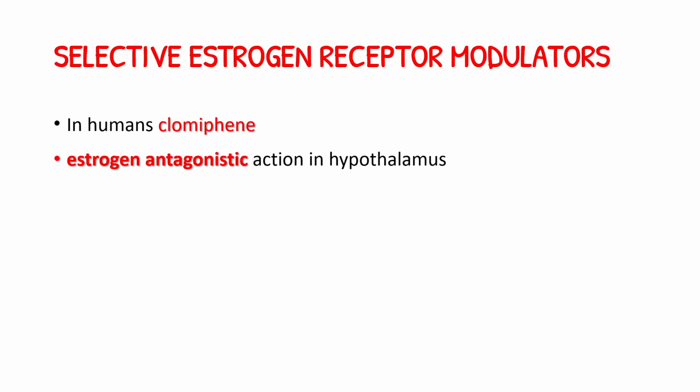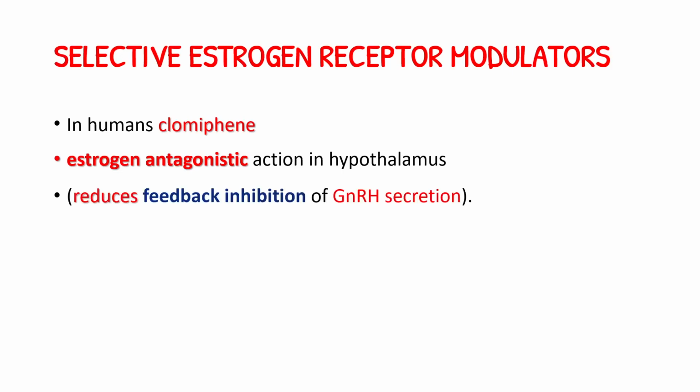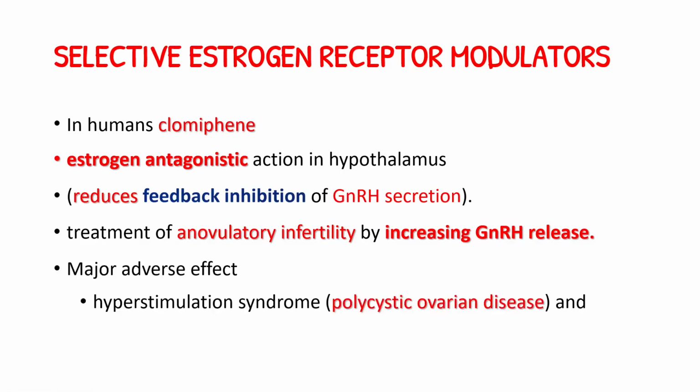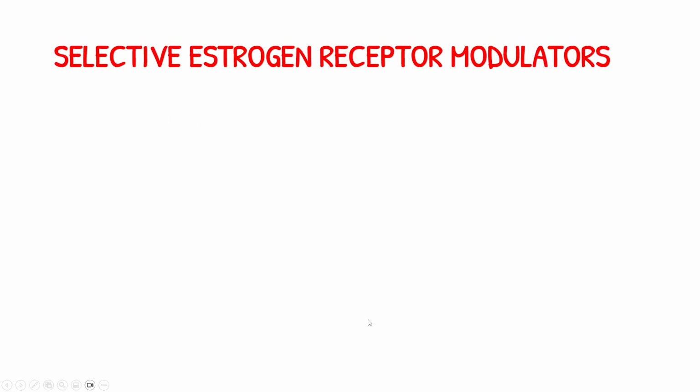In humans, clomiphene has estrogen antagonistic action in the hypothalamus, where it reduces the feedback inhibition of GnRH secretion. So clomiphene is used in the treatment of anovulatory infertility by increasing GnRH release. The major adverse effect of clomiphene is that it can cause ovarian hyperstimulation syndrome, which can lead to polycystic ovarian disease. Thereby it can lead to multiple pregnancy.